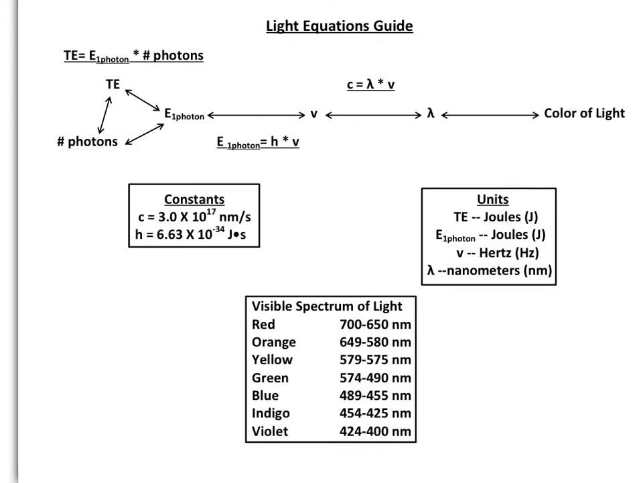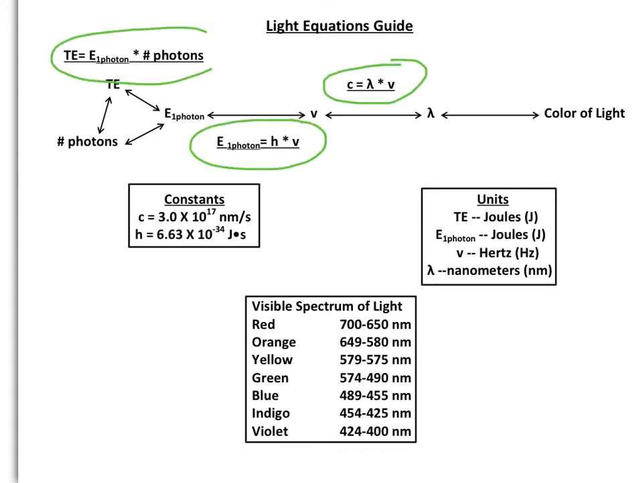Okay, so recall from class today that this is your light equations guide. You've got your 3 formulas here, and you've got the 2 constants that you need, the speed of light and Planck's constant. You also have a box that tells you all of the units for each variable in these equations. And then in our problem today, we're going to be using the visible spectrum of light. Basically, it tells you what color the light will be based on its wavelength.